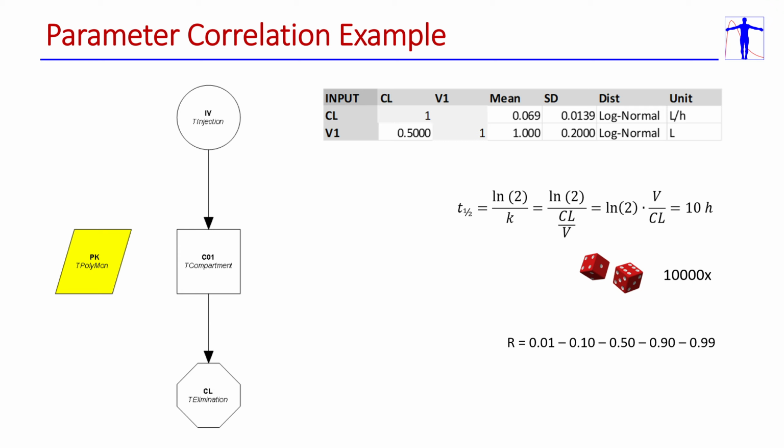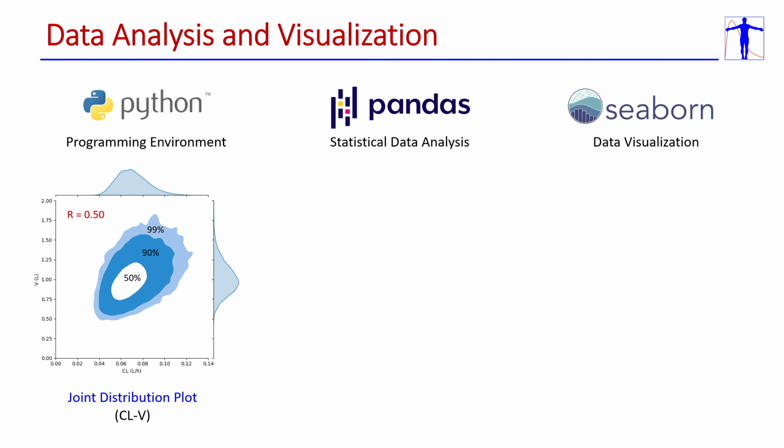The correlation between the volume and clearance will be increased for each Monte Carlo run. The data will be visualized using a Python script employing the well-known Seaborn libraries. The Python programming environment is very suitable for big data analysis. Powerful Python packages are Pandas for statistical data analysis and Seaborn for data visualization.